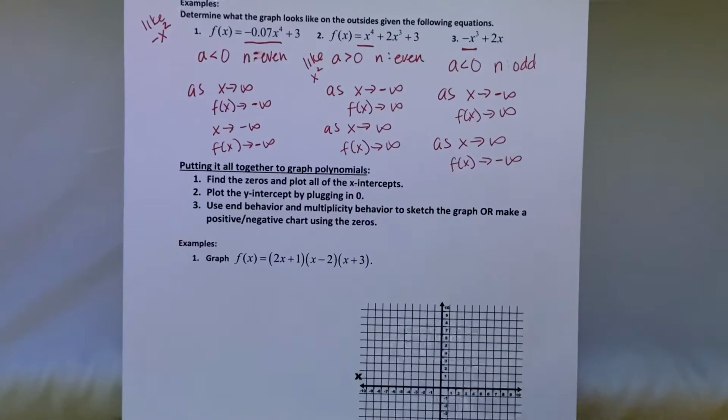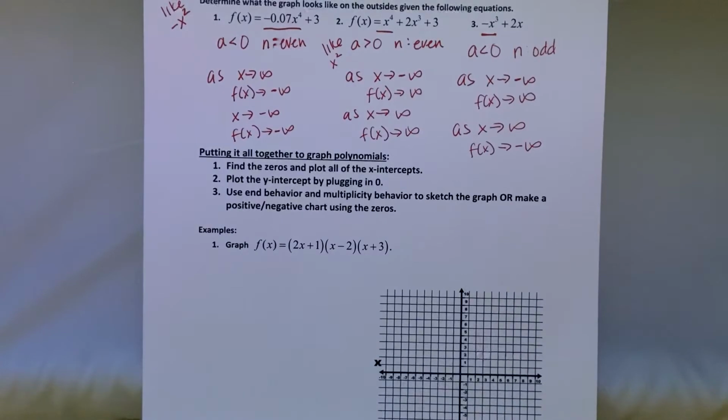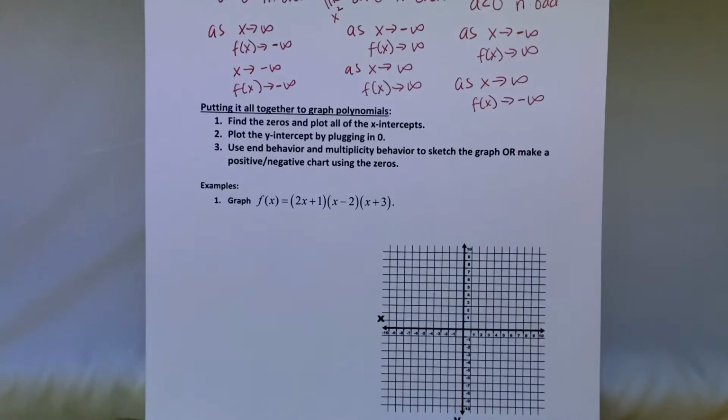Okay, so let's put it all together. We talked briefly in the last video about what's happening on the outsides, and what's happening at the zeros. So we have two options when we're actually plotting polynomials to use those rules to our advantage. The second option is to use what I call a chart. We sometimes used graphing a chart for things like inequalities in quadratics, which you may not have seen before, but we'll talk about how the chart goes.